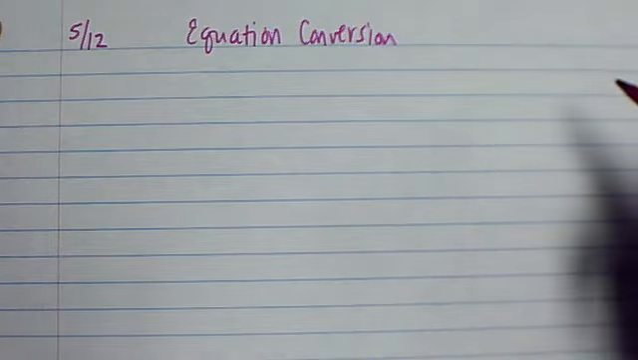Okay, so yesterday we talked about coordinate conversion. Today we're going to be talking about equation conversion, so going from polar equations to rectangular equations. So basically eliminating the r and the theta so we can get it back to x and y.